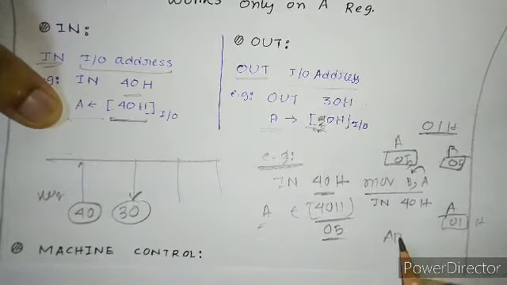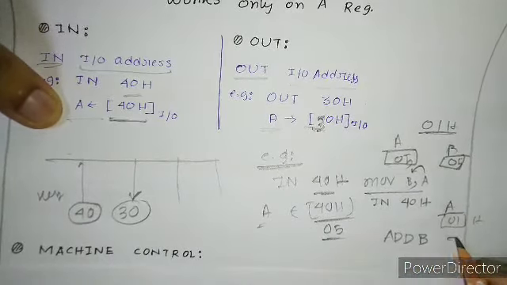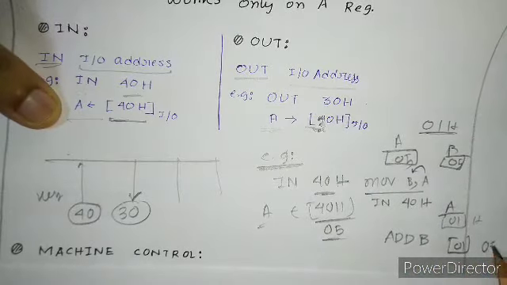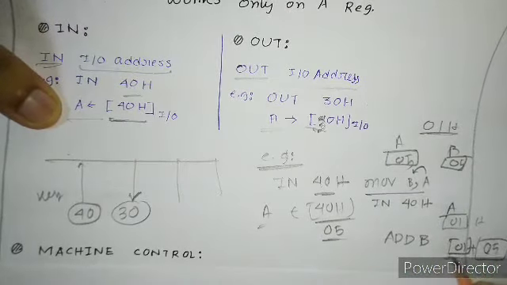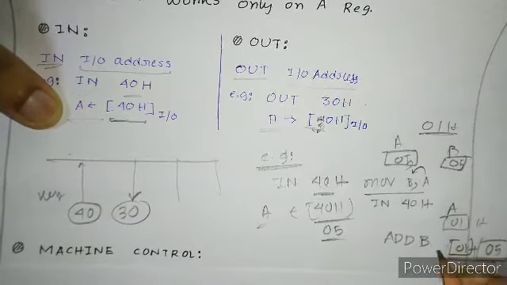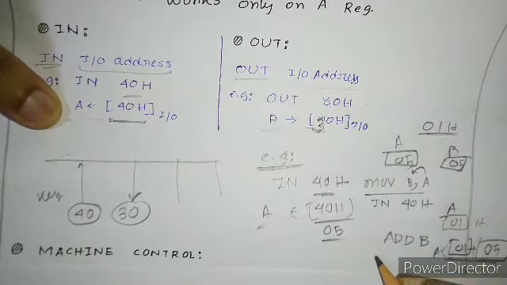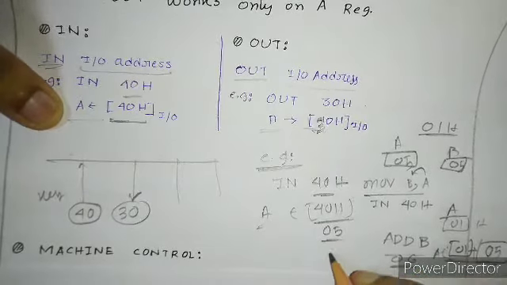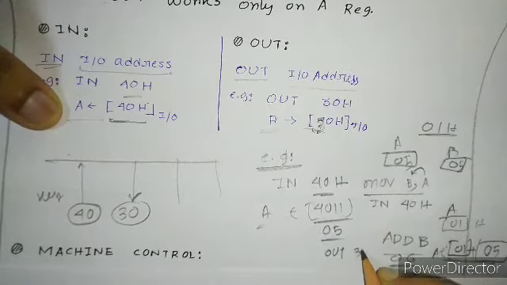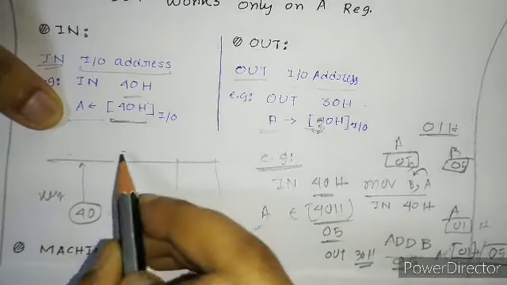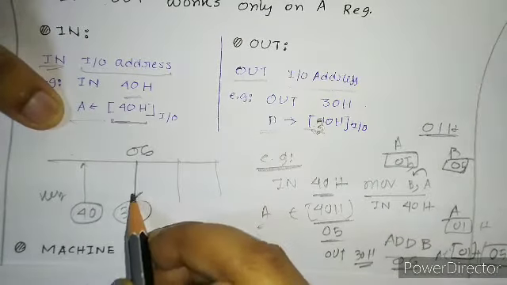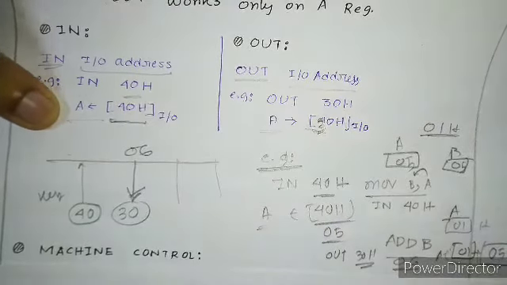Now add B. This means the 01 and the 05, these two data will get added and get stored at A. So now A will become 06. And when we perform OUT 30H, it means the data 06H will get out through this port.